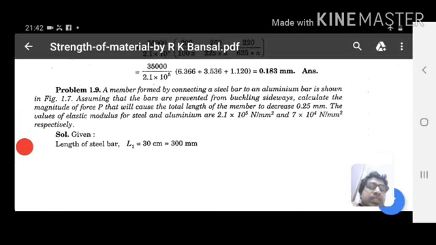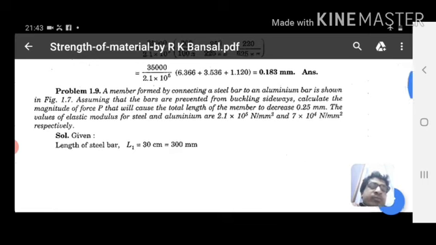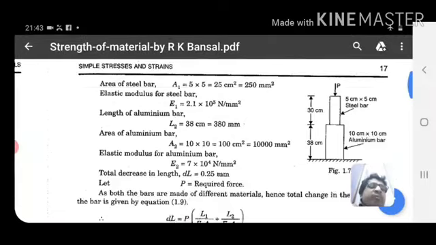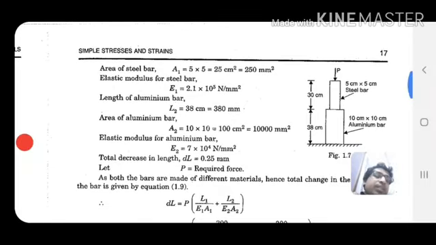The values of elastic modulus for steel and aluminium are 2.1 into 10 to the power 5 Newton per millimeter square and 7 into 10 to the power 4 Newton per millimeter square respectively. So first, look at the figure. This is the figure. Cross sectional area 5 centimeter into 5 centimeter, steel bar 30 centimeter. Another one is the 10 centimeter into 10 centimeter aluminium bar.